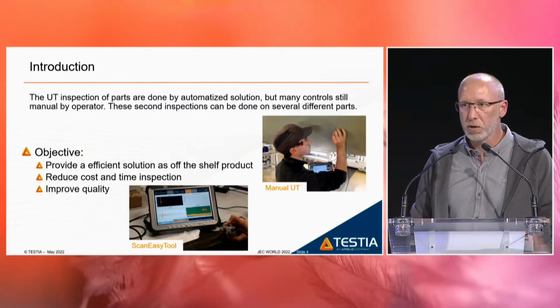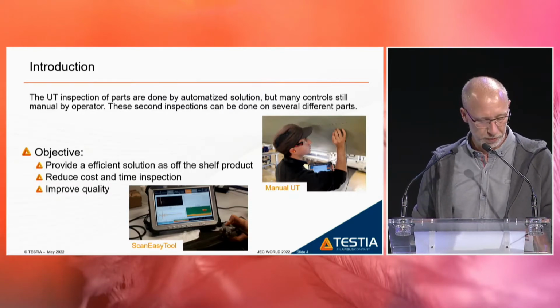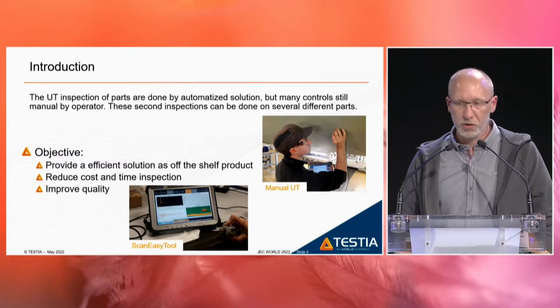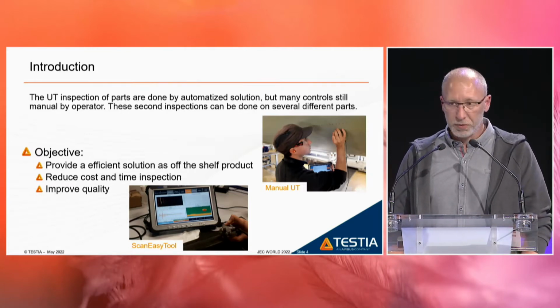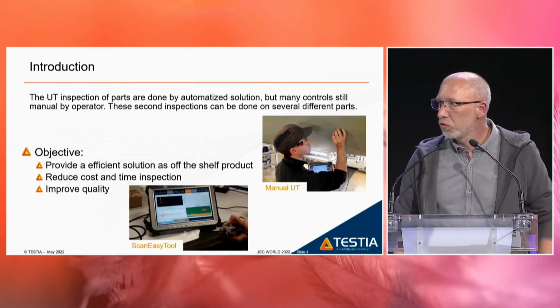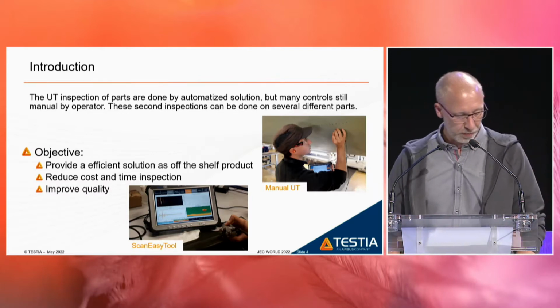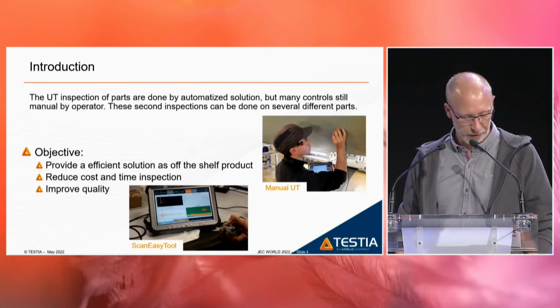First, a quick introduction on ultrasonic inspection. The inspection of aerostructure components is becoming more and more automated with specific machines. Despite this evolution, many inspections are still done manually by the inspector. In fact, manual inspection is done due to the complex geometry of parts, the large range of parts, and also due to the rates of production.